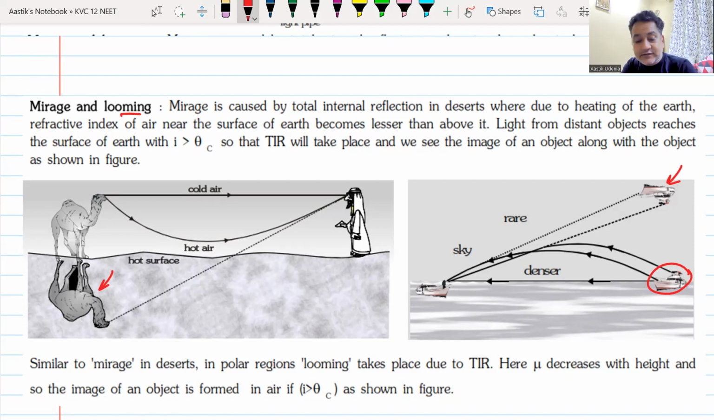Basic thing you have forgotten. When light travels from denser to rarer medium and i is greater than c. What is critical angle? Critical angle is the angle of incidence for which the angle of refraction is 90 degrees. That is what we have done in today's class.